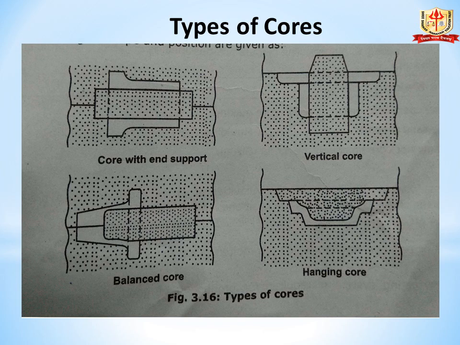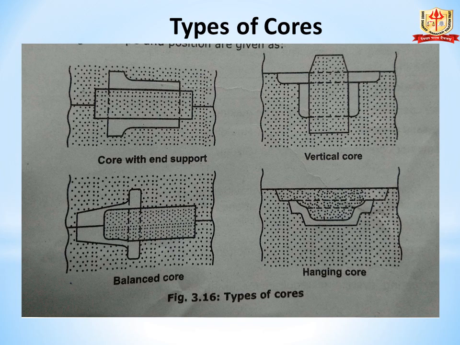First is a horizontal core or core with end support. It is the most commonly used type of core. The core is laid horizontally at the parting line of the mold. The ends of the core are supported in the seats provided by core prints in the pattern. Second core is a vertical core. It is placed in a vertical position in the mold with major portion in the drag. Usually top and bottom parts of the core are tapered.